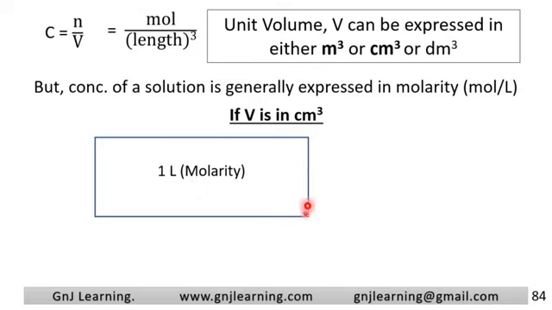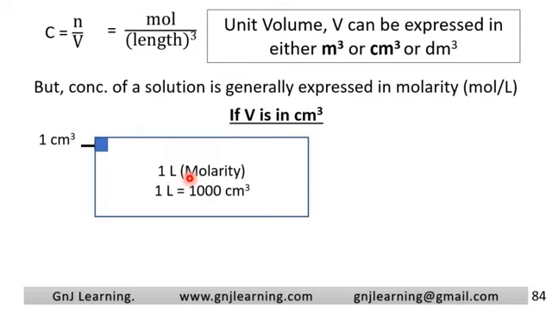This is molarity. What is molarity? Number of moles in 1 liter volume. 1 centimeter cube means it is only a small part of this molarity. 1 centimeter cube is a small part of this 1 liter, and 1000 such centimeter cubes make 1 liter. 1 liter is equal to 1000 centimeter cube.